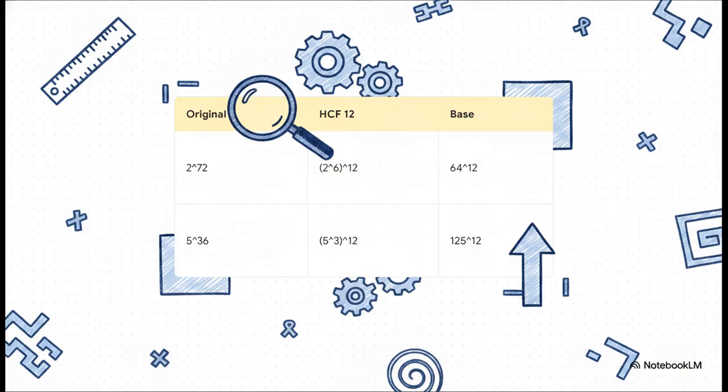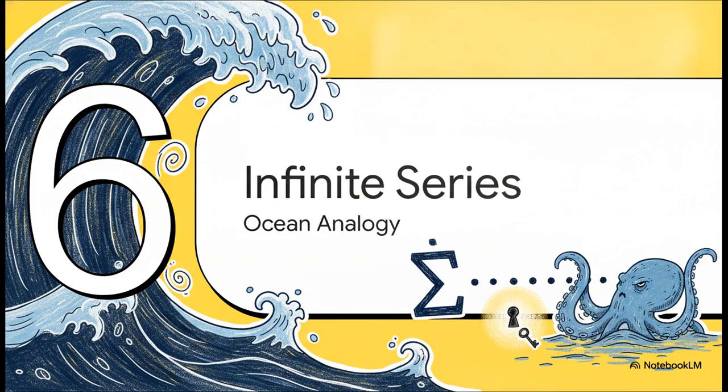Now compare those final numbers. We are looking at 64 to the power of 12 against 125 to the power of 12. Because the powers are now identical, it proves instantly, without a doubt, that 5 to the power of 36 is the much larger number. See? No calculator needed. Finally, for our grand finale, Section 6, Solving Infinite Series.